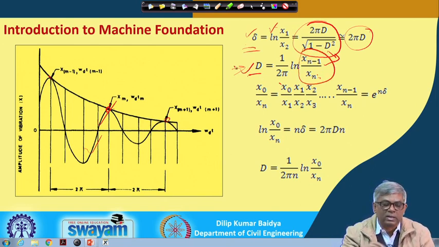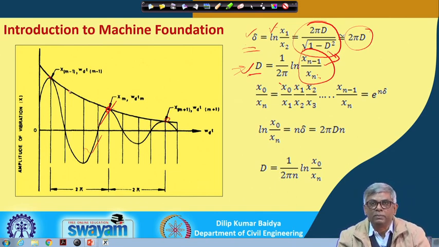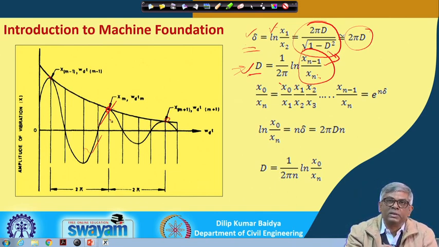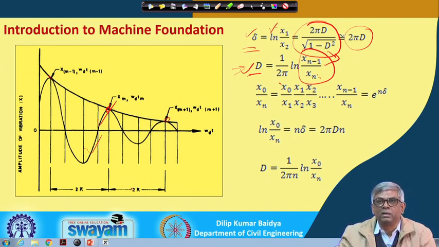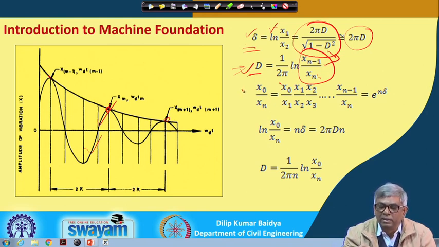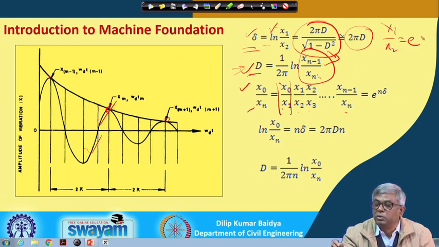So, this is the expression when I consider successive peaks, but sometimes catching successive peaks is very difficult. Sometimes I catch the zeroth peak and then the nth peak. In that case, how do we use this? If I write x naught by xn, that is x naught by x1, x1 by x2, x2 by x3, up to xn. These are all ratios of successive peaks, and from this expression we can see x1 by x2 is e to the power delta.